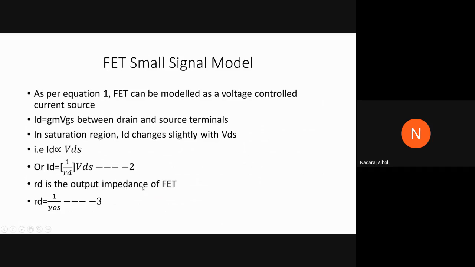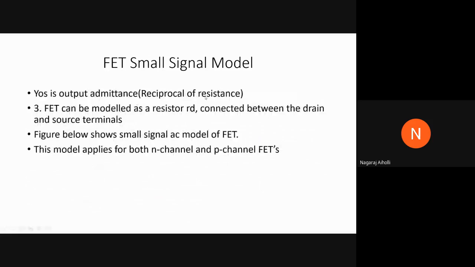I hope everyone is following here. So RD is given by 1 upon YOS, where YOS is the admittance. It is a reciprocal of the resistance. So YOS is the output admittance, which is the reciprocal of the resistance. That means FET can be modeled as a resistor RD between drain and source terminals. So between drain and source terminals, FET is modeled as the resistor RD, or the drain resistance RD.